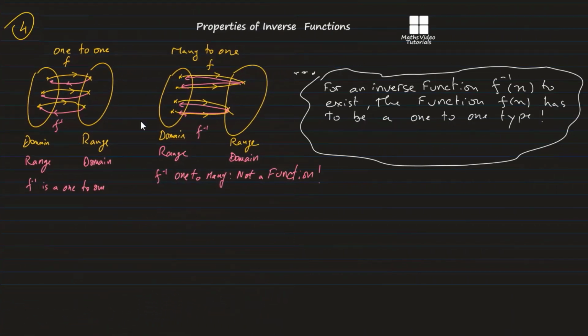And just to recap the tutorial, I wrote down the conclusion that for an inverse function to exist, the original function has to be a one-to-one type of mapping, and that's what we try to explain here.